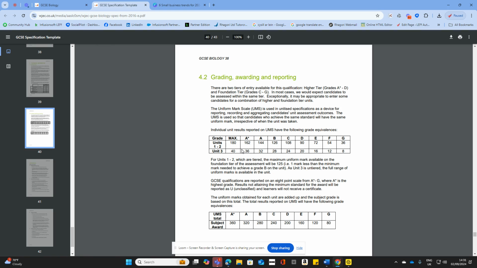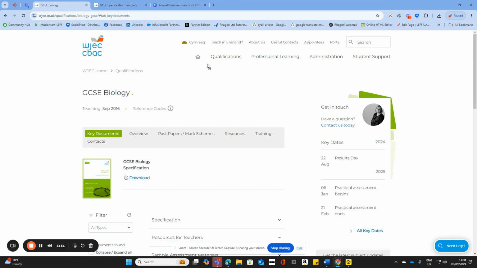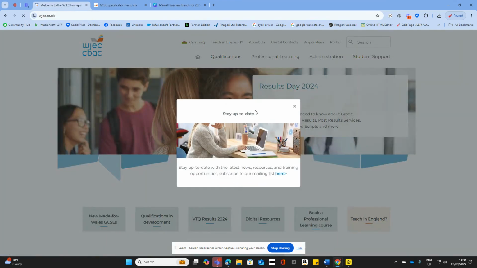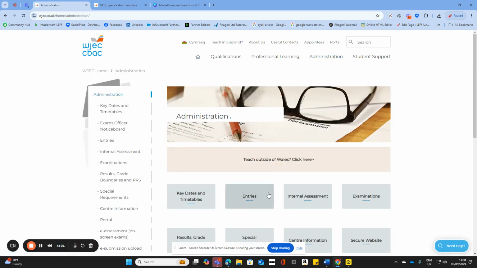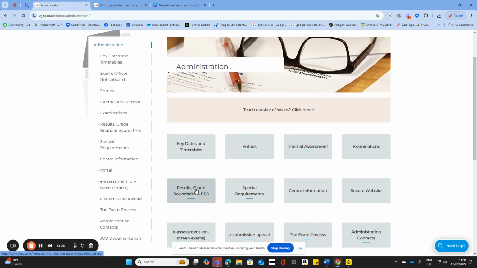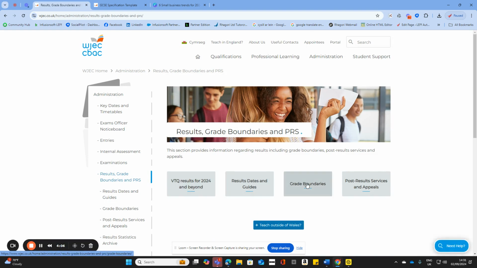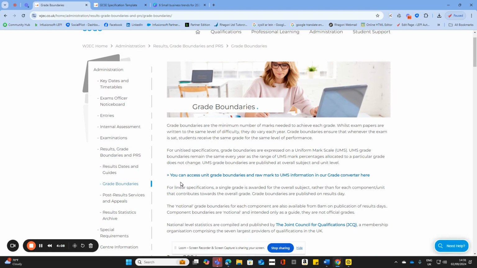So what has to happen is that these marks come from the raw marks on the paper, what the examiners actually marked, and are converted into these. Now you can also find out what these were like for this year's paper, for any year's paper. We go back to the home page here. Now you can access this via results day, but it's quite a few steps. I'm going to instead click on administration, go down to results and grade boundaries, grade boundaries again, and then here it says the unit grade boundaries and raw mark.